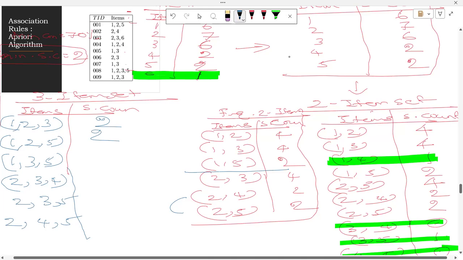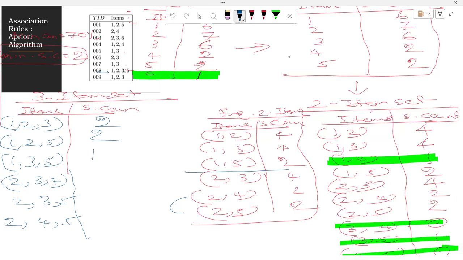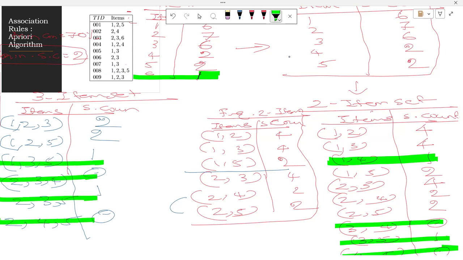What about 1, 3, 5? 1, 3, 5, only one transaction. 2, 3, 4: there is nothing, 0. 2, 3, 5: this one is there, so only one. 2, 4, 5: there is nothing, 0, right? So among all the 3 item sets, now we need to find the frequent item sets. We can cut this one, this one, this one, and this one, right?